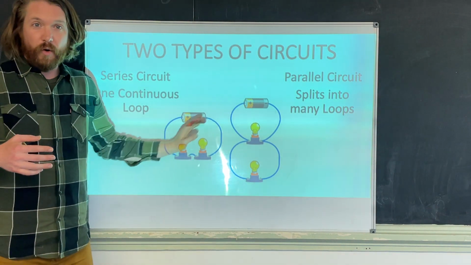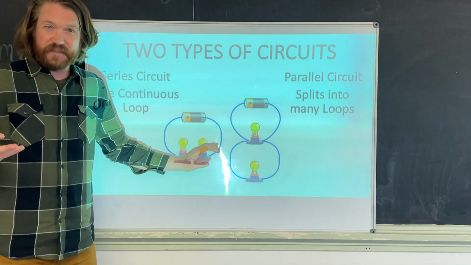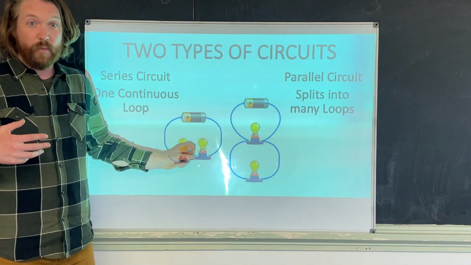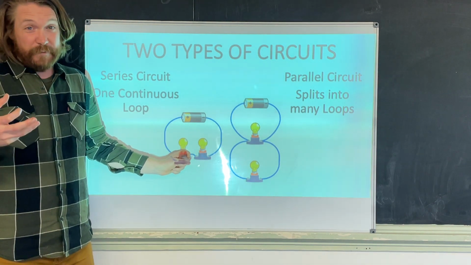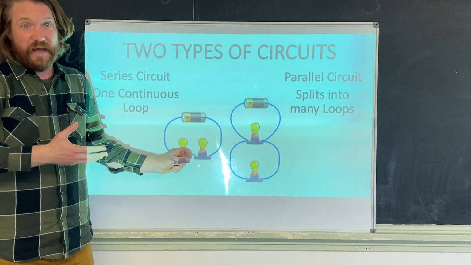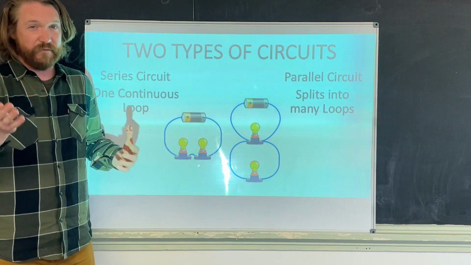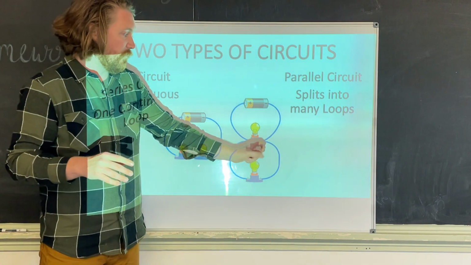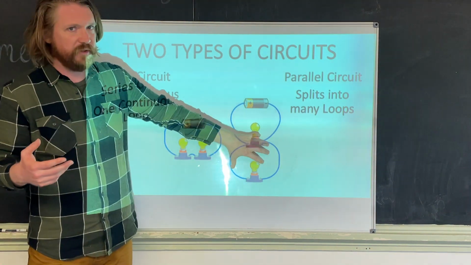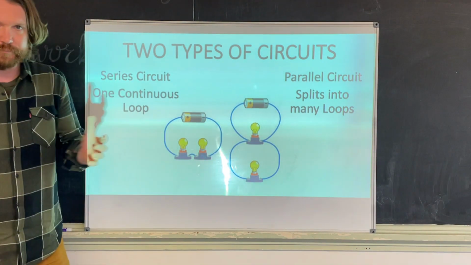If you have cheap, old Christmas lights in your house, they're probably wired in series, meaning if one of those light bulbs dies, all the light bulbs die. You have to find the one and replace it. If you've ever done that, not fun. Whereas like our houses and most modern things are wired in parallel.